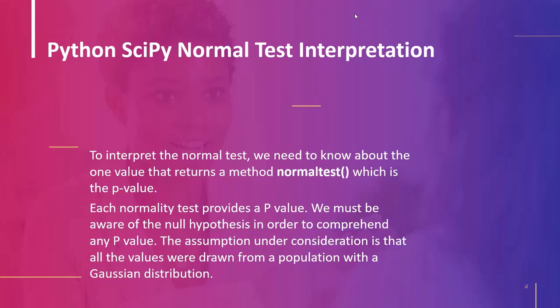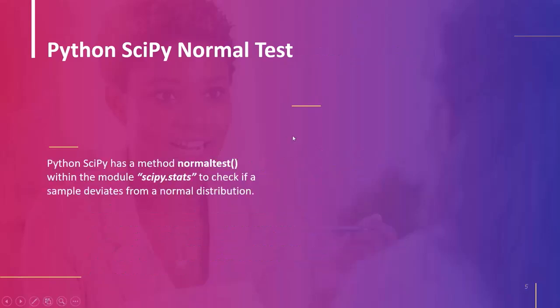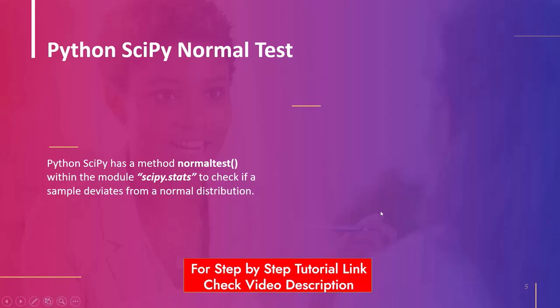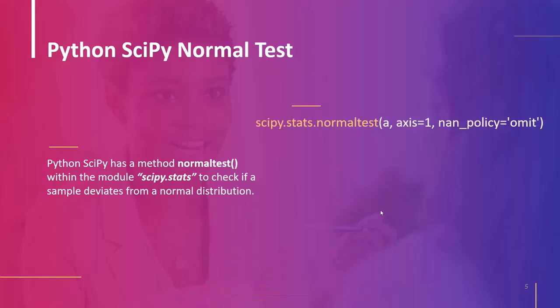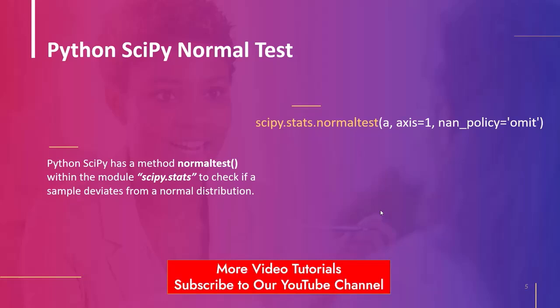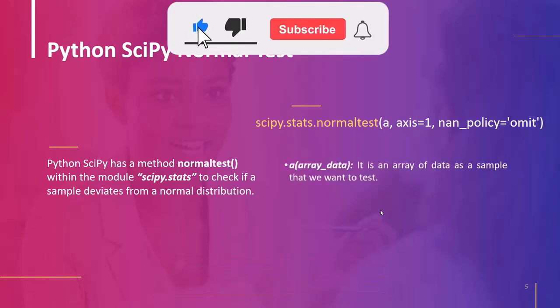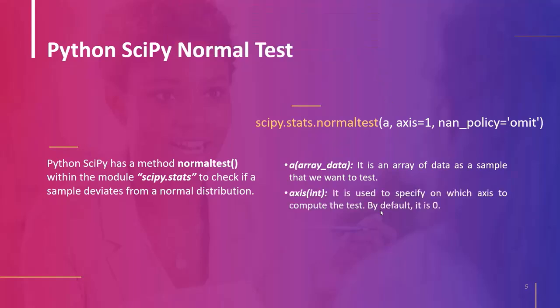Now move to the next topic, Python SciPy normal test. To determine whether a sample departs from or belongs to a normal distribution, the Python SciPy normal test method is available in the scipy.stats module. The syntax of the method is as follows: scipy.stats.normaltest, where the parameters are a, which defines the array containing the sample to be tested; axis, which is used to specify the axis along which to compute the normality test. By default, it is 0. If None is specified, it computes over the whole array a.